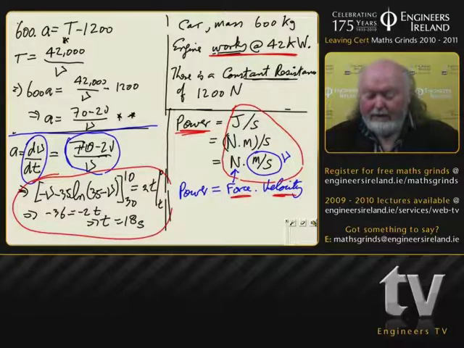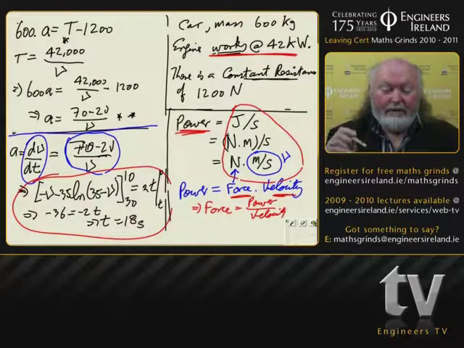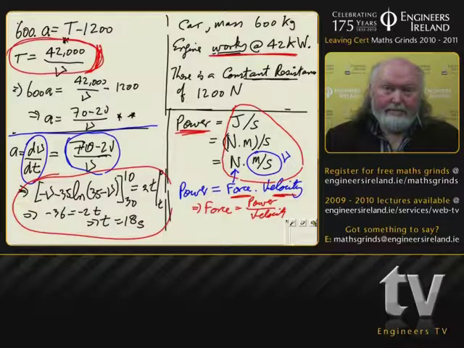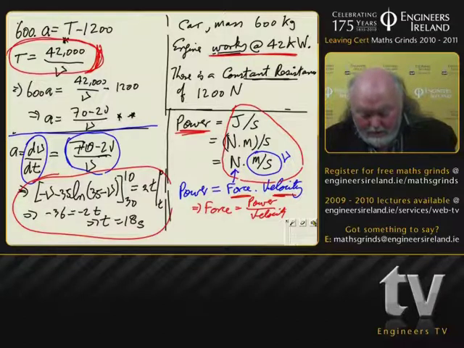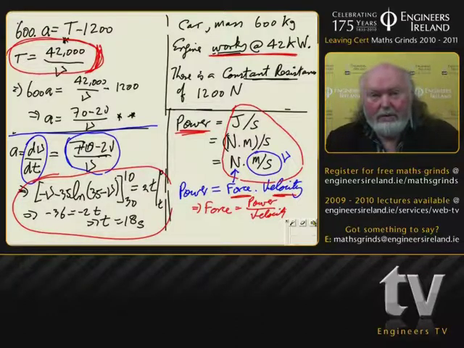Now because of that, we can obviously then just say that therefore force equals power divided by velocity. And that's where we got this. Because we were told that it worked at a constant rate of 42 kilowatts, okay? 42,000 watts, okay?